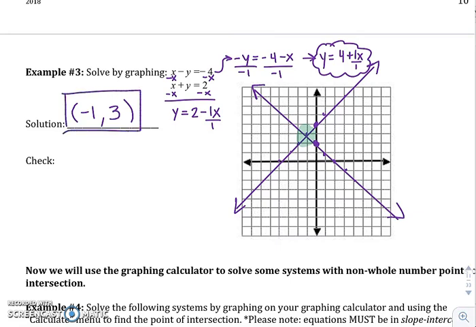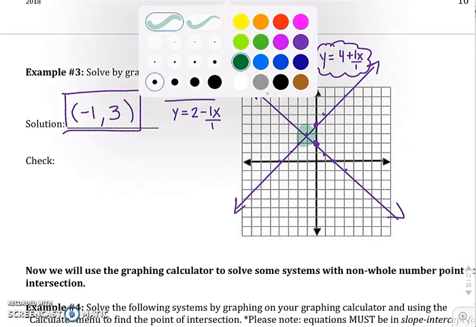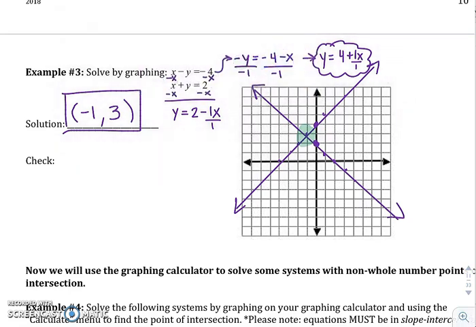You guys will not be required to check your solution. Just remember that you always are able. So like if you guys are on a test or taking a test, if you guys have that time left over, it's never a bad idea to go down and check your solution in both of those equations to make sure that we did it properly.